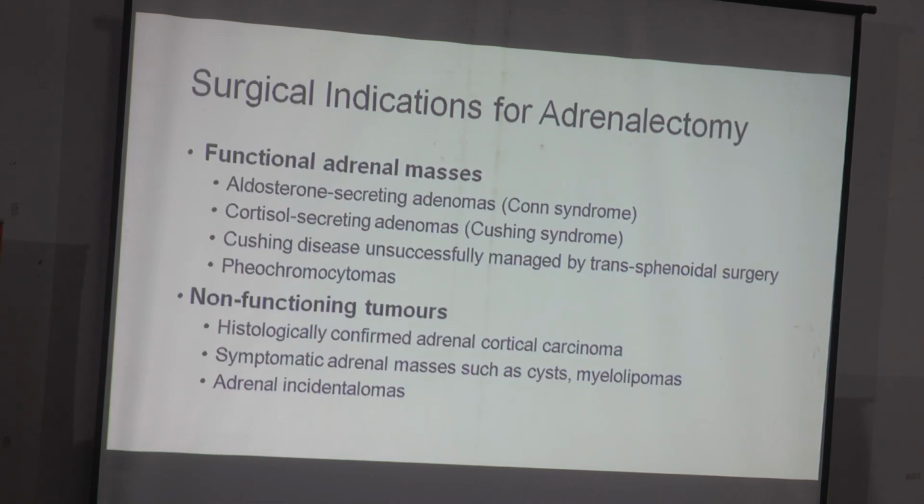Now, the surgical indications for adrenalectomy can be broadly divided into functional tumors, non-functioning tumors, size criteria, radiological imaging criteria, and metastases. So, functioning adrenal masses include aldosterone secreting adenomas, cortisol secreting adenomas, Cushing's disease, which is unsuccessfully managed by transsphenoidal surgery, and pheochromocytomas. Non-functional tumors include histologically confirmed adrenal cortical carcinoma, symptomatic adrenal masses such as cyst and myelolipomas, and adrenal incidentalomas.